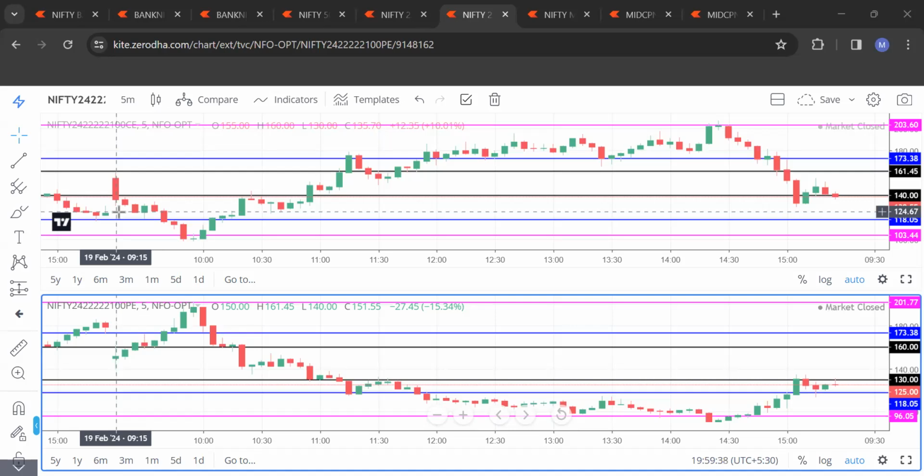Sir, even a calculator is not needed. Just type in Google cube root of 127. It will give the cube root. That's all. 5.26. Yeah. Now the next step is the square of this cube root. So what will you do? 5.26 multiplied by 5.26.